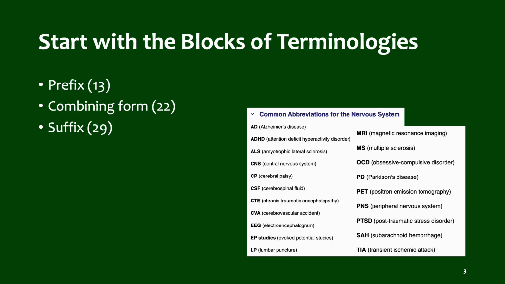All right, so at this point, I'm going to assume that you probably know most of the prefixes and suffixes. Now, here we have 13 and 29. There are several 22 combining forms, so make sure you know that. And there are some common abbreviations for the nervous system, which I think we can all get used to.